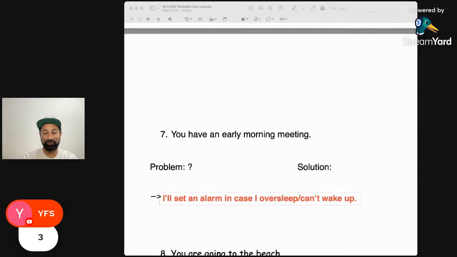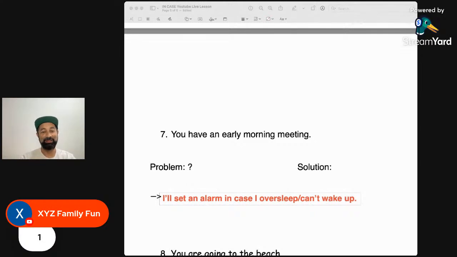YFS, you set 3 alarms. Well, XYZ, wow, very confident. 1 alarm and you are up. That's amazing. I'm a little more than YFS. I'm like 5 or 6. I have to annoy myself to wake up, I think.